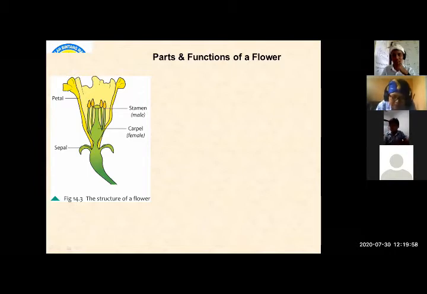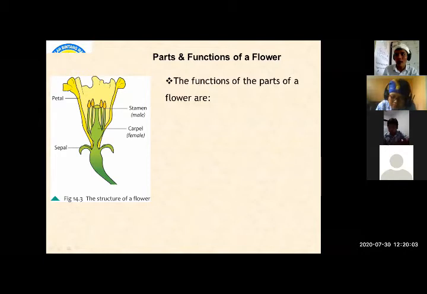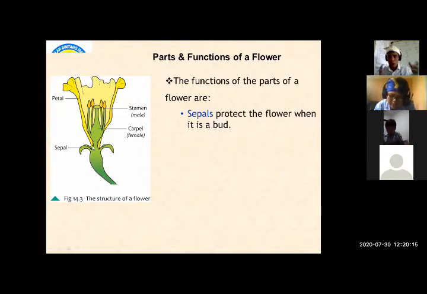Next, the functions of the parts of a flower are, fungsi dari bagian dari bunga ini adalah, number one, sepals. What are sepals for? Look at the picture. You can see the sepals, and they protect the flower when it is a bud. Apa itu bud? Kuncup. Ketika bunganya masih kuncup, sepal ini melindunginya.